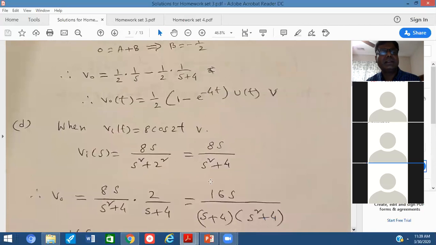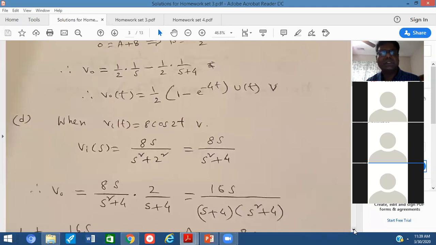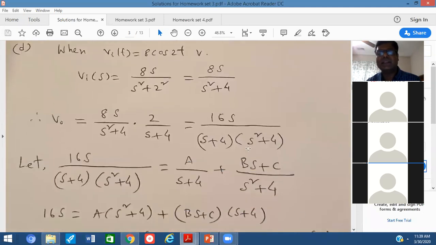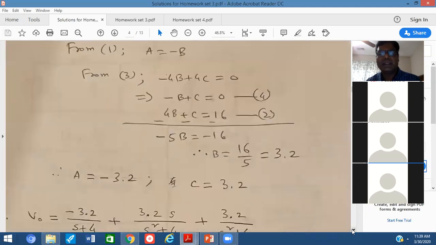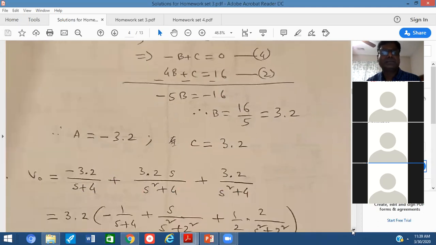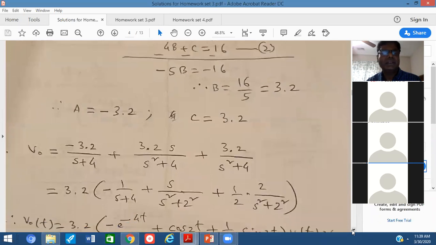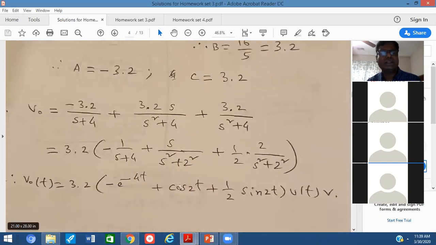After that, when Vi(t) equals 8 cosine of 2t, and then again, this is its Laplace transform. Again, I am substituting this one into the V naught expression. So finally, again, I am applying the partial fraction method, and then finally, I got those numbers. And finally, this is my result.